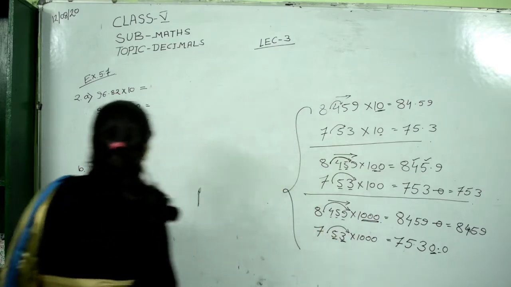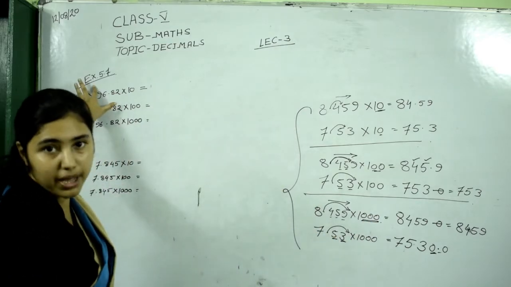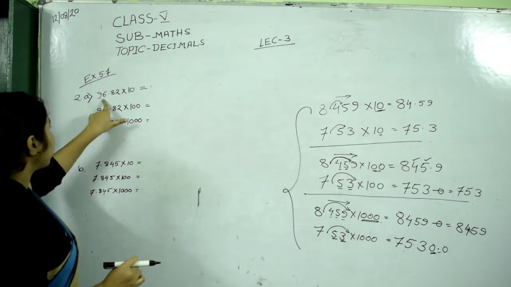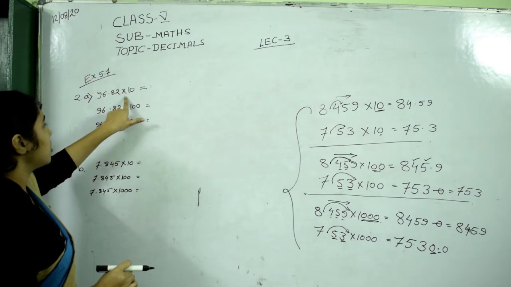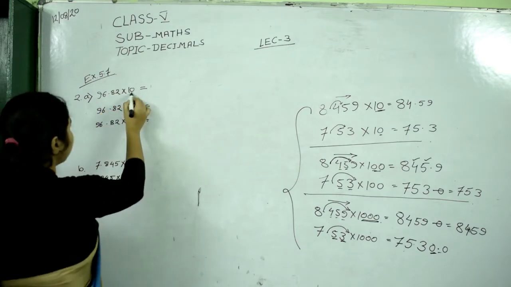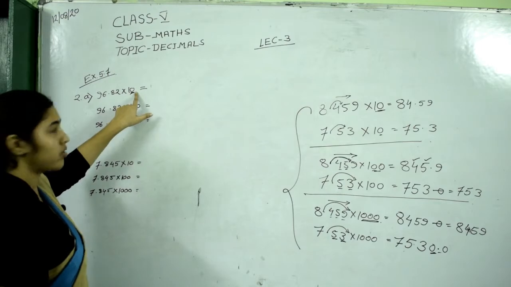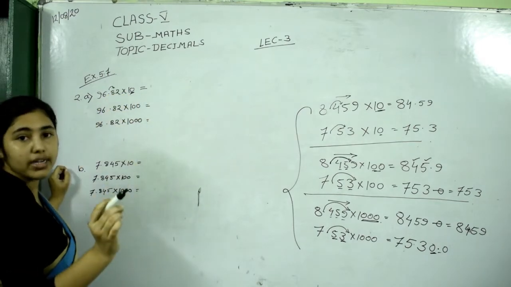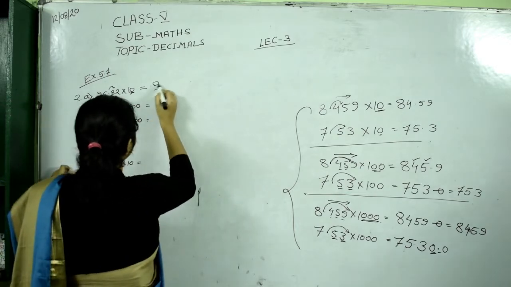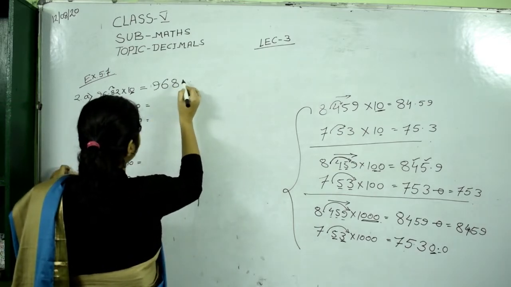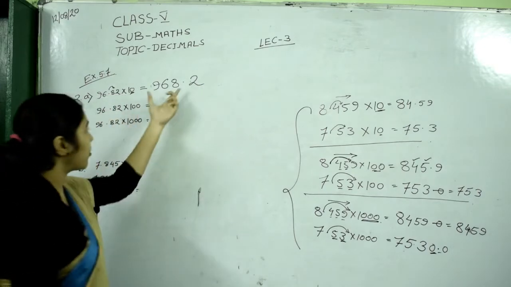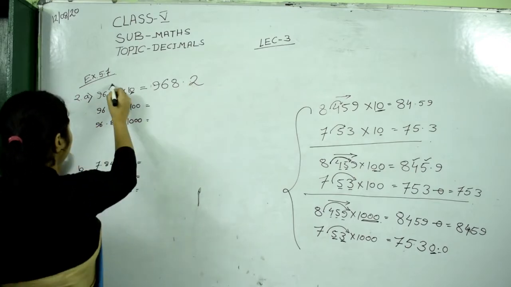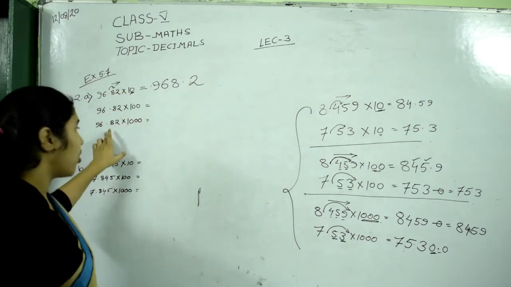Okay? Now come to exercise 5.7. Here question number 2a. 96.82 into 10. So here we have only 1 zero, right? So the decimal point will shift 1 decimal place. So 96.82 becomes 968.2, shifted to the right.